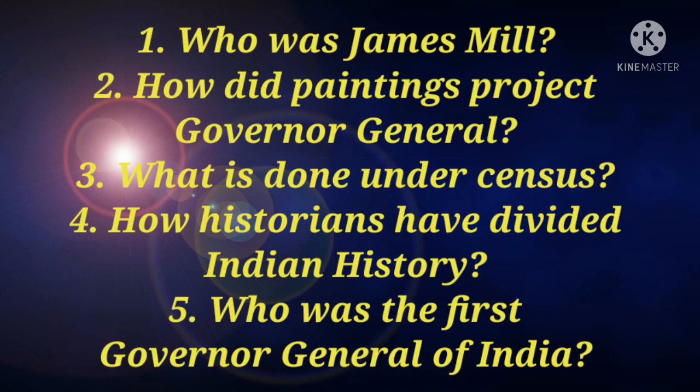Students, do you know how historians have divided Indian history? Yes, historians have divided Indian history into ancient, medieval and modern. See, history is about finding out how things were in the past and how things have changed. But James Mill divided Indian history into three periods. They are Hindu, Muslim, and British.